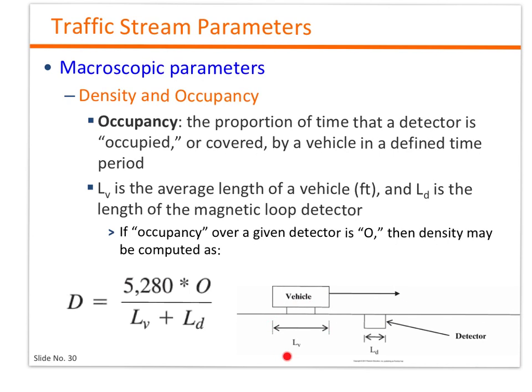LV is the length of the vehicle. LD is the length of the magnetic loop detector. If the occupancy over a given detector is O, which is again a certain amount of time, let's say 0.1 or 0.2 seconds, then the density may be computed with the following equation. Density is equal to 5280, which, as you would guess, is 1 mile in feet, times O, the time, over the length, which is LV plus LD, and that's how I get an estimate for D. Let's have an example to understand that concept.